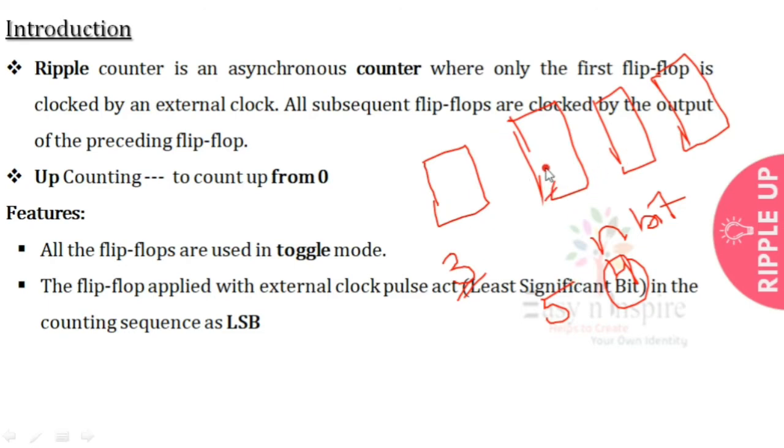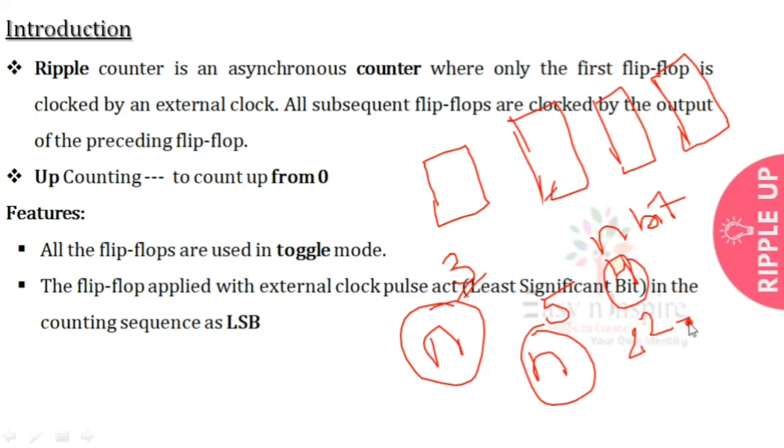See, the number of flip-flops present in the counter depends on the number of bits n. So n is nothing but the number of bits. If n equals 2, then only 2 flip-flops are enough, and it is going to produce 2 power 2, 4 states. If n equals 3, we need to consider 3 flip-flops only, and it is going to produce 8 states, like 000 to 111. So, the number of flip-flops required is equal to the number of bits.